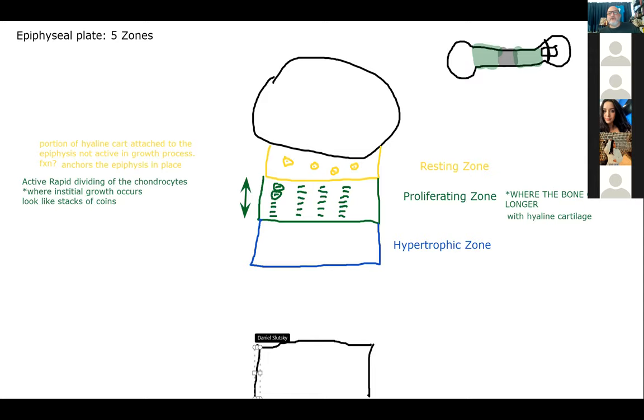In this hypertrophic zone, just like we knew was going to happen before, rather than dividing, the chondrocytes in this region increase in size. And of course, the problem with these chondrocytes getting bigger is that the matrix that surrounds them thins and hardens, because their lacunas have to get bigger. And as their lacunas get bigger, the matrix thins and hardens.